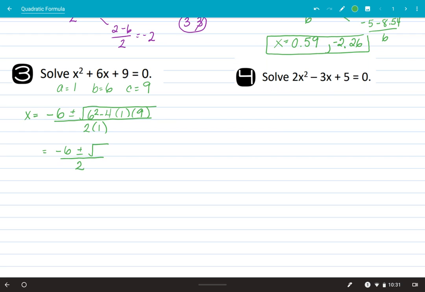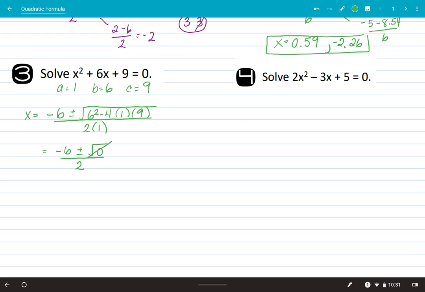Okay, so B squared minus 4 times A times C all over 2 times A. Simplify what you know. Do the easy part first. Now, use your calculator. So 6 squared minus 4 times 1 times 9, and we're going to get 0. So it does happen. Square root of 0, if you put it in the calculator, is actually 0.